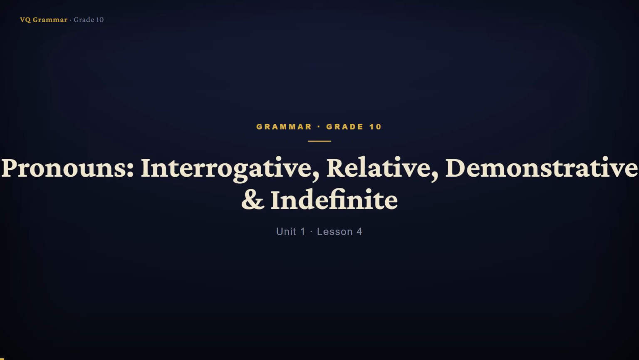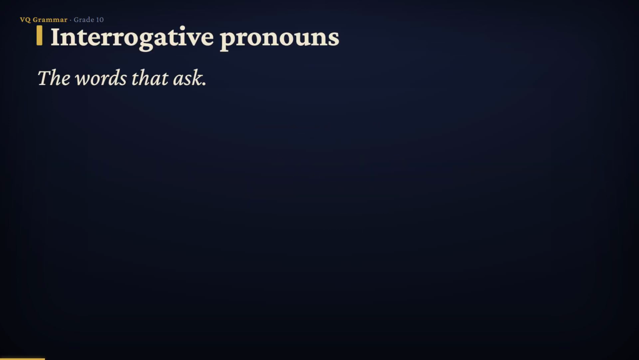I'm glad you're here. This is Unit 1, Lesson 4, and today we're going deeper into pronouns, those small words that stand in for nouns. We'll meet 4 kinds. Interrogative pronouns ask questions. Relative pronouns tie clauses to nouns. Demonstrative pronouns point things out. And indefinite pronouns name people and things in a general way. 4 jobs, 1 part of speech. Let's get started. Let's start with the interrogative pronoun.